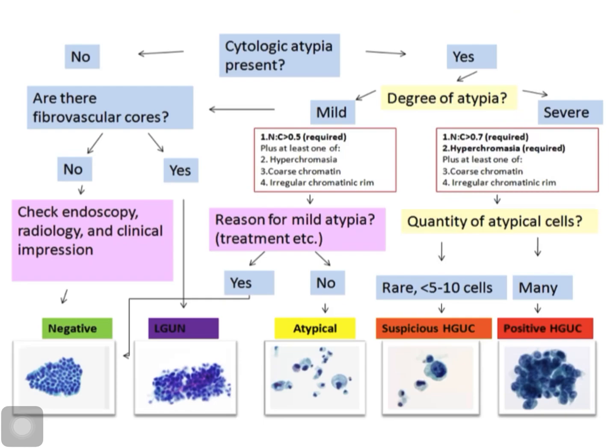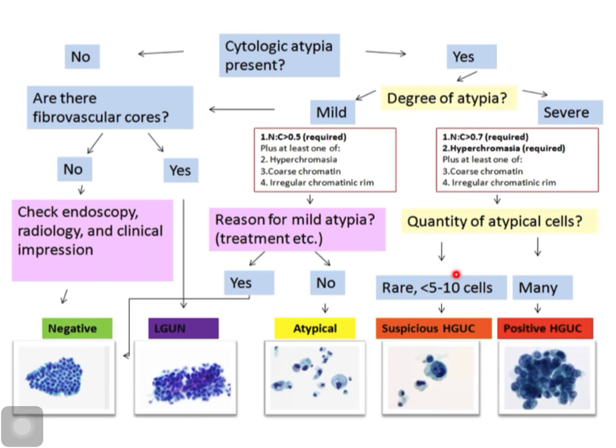Now coming to the final summary. Here we can see, if there is cytologic atypia in the urinary cytology, and if the atypia is severe, that is nuclear cytoplasmic ratio is more than 0.7 and hyperchromasia with either coarse chromatin or irregular chromatinic rimming, if many cells like this are seen, they are considered as positive for high-grade urothelial carcinoma.